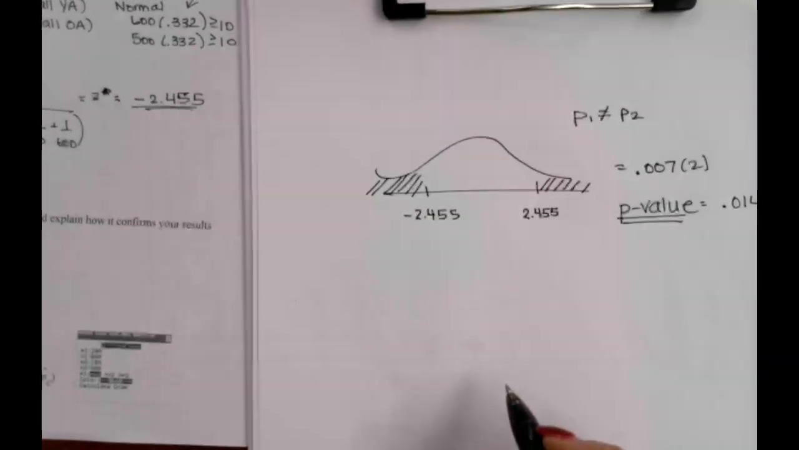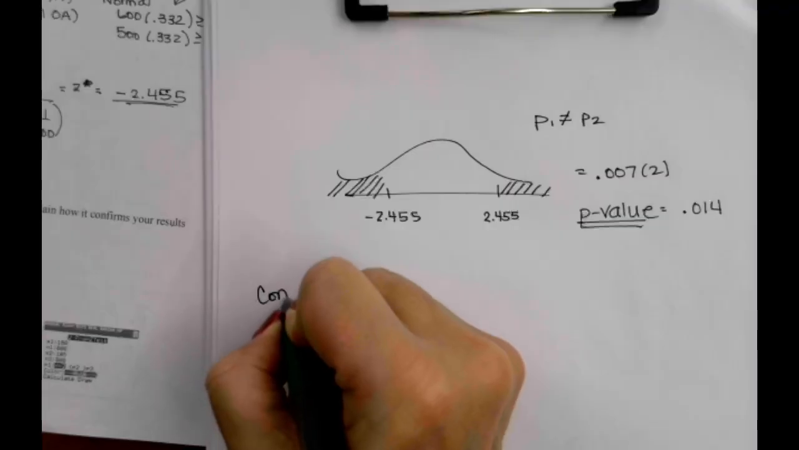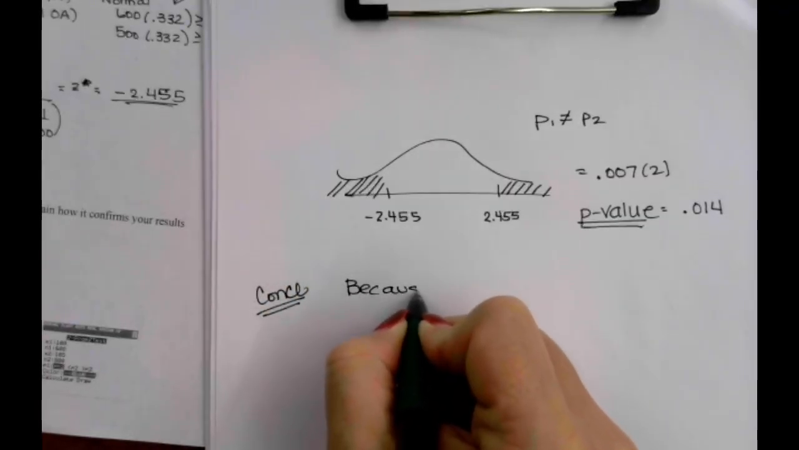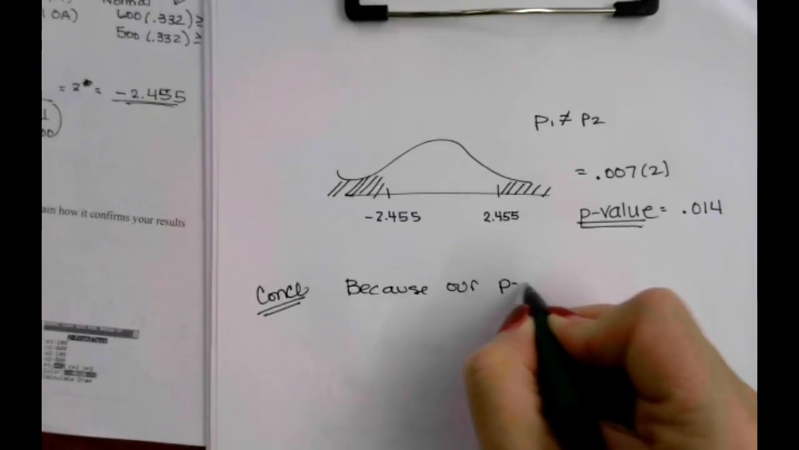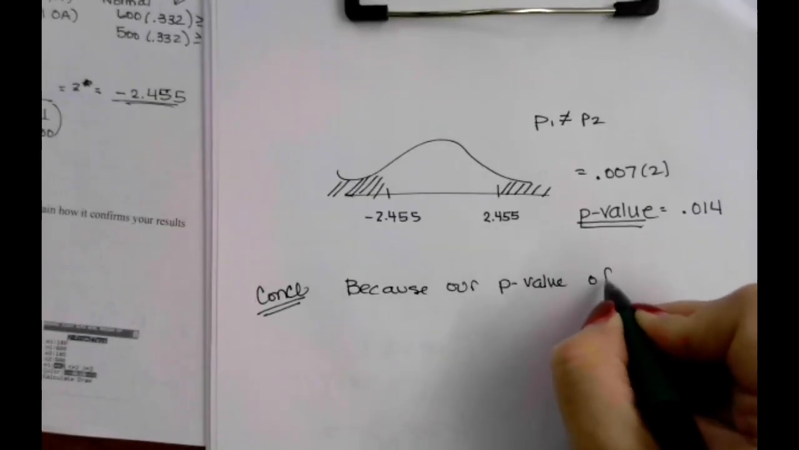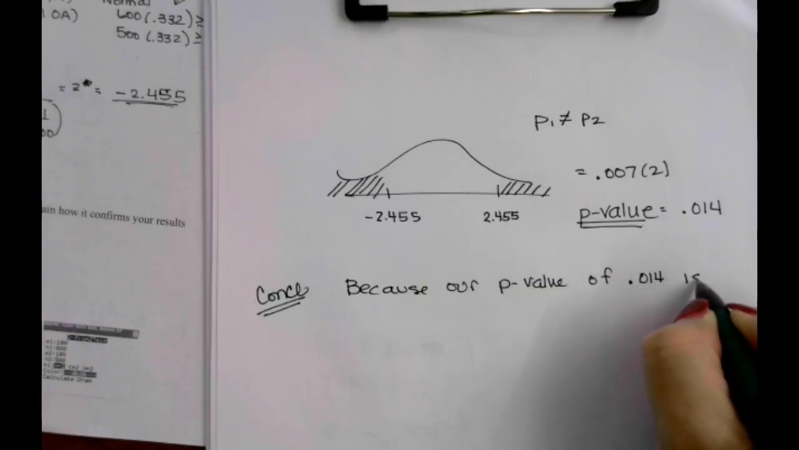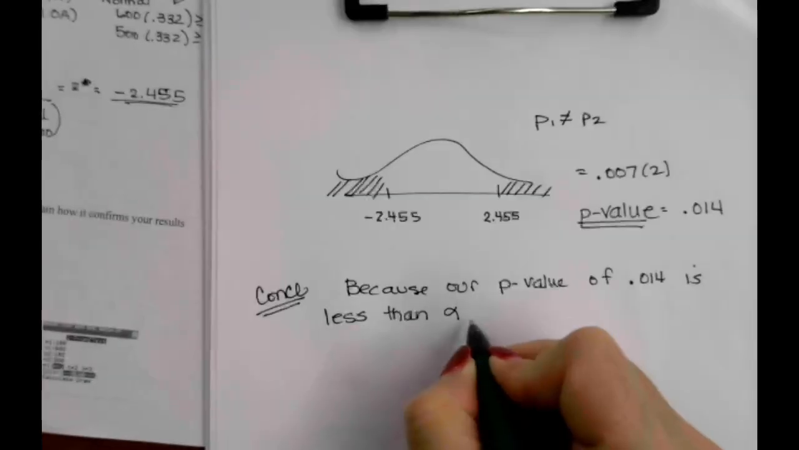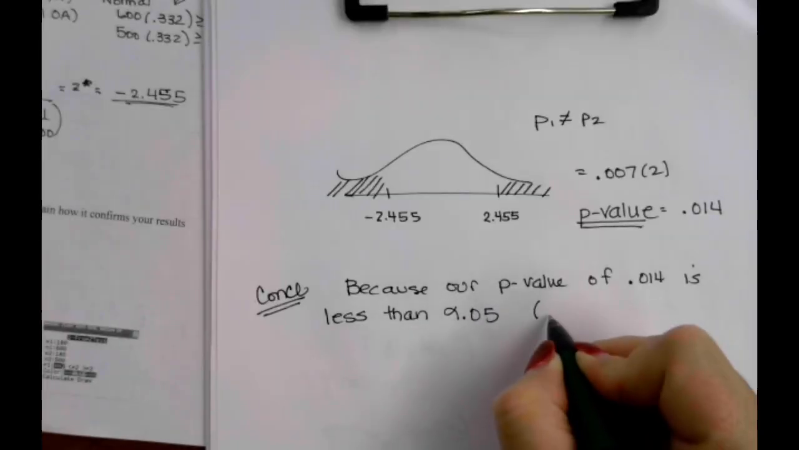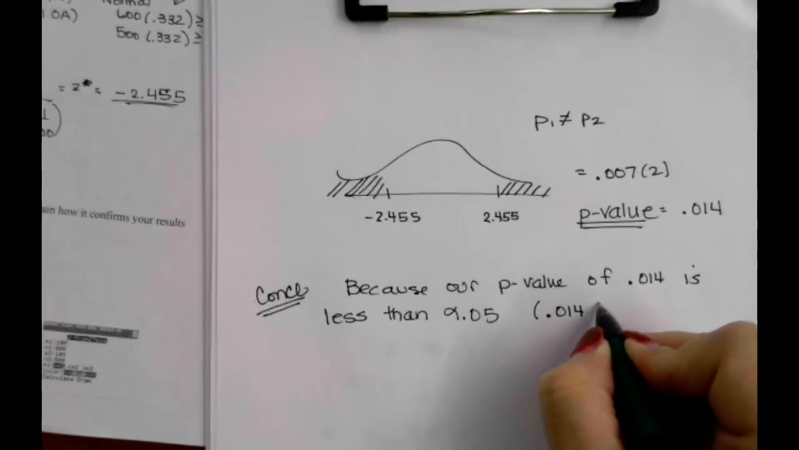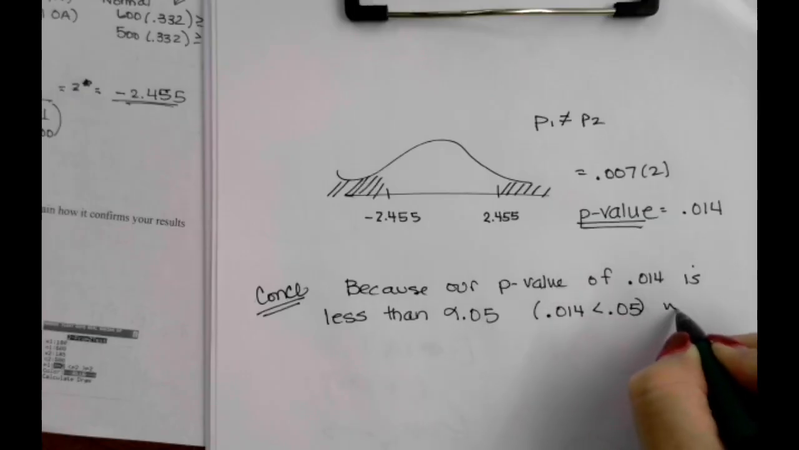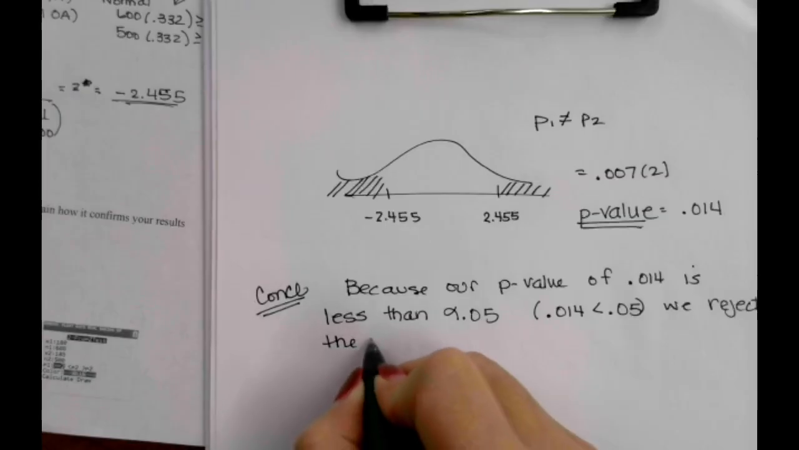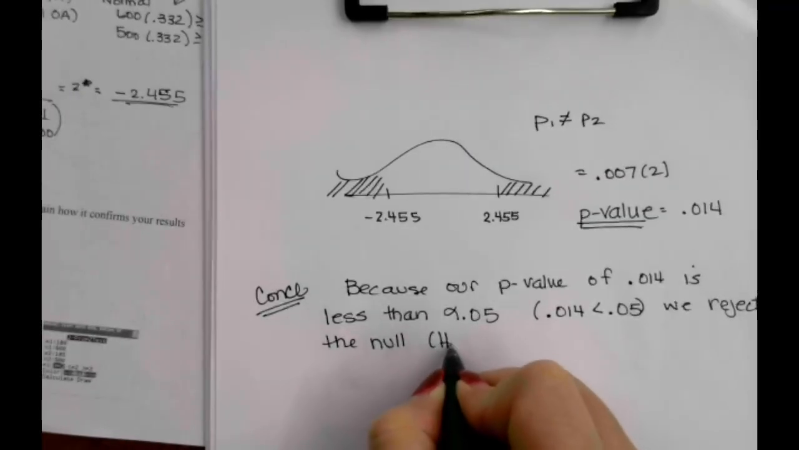Okay, so I'm going to go in here and do my conclusion now. So my conclusion, because our p-value of 0.014 is less than our significance level of 0.05, and I'm going to show the inequality. 0.014 is less than 0.05. We reject the null hypothesis, or you can just say H sub 0.